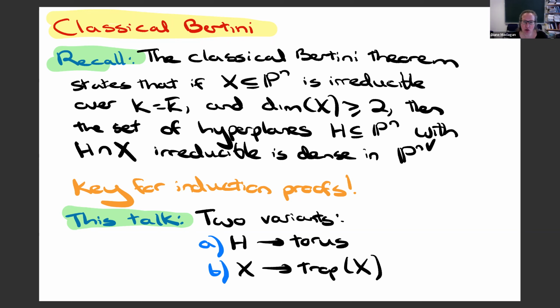But in this talk, I want to talk about two variants. The first is I want to replace my subvariety of projective space by a subvariety of a torus, and replace H by a subtorus. Okay, that was the middle column of the cartoon. And the second is I want to replace X by a tropical variety. So I want to replace X by its tropicalization. In that case, we'll still keep the same hyperplanes. And we'll see that there are issues with both of these, but we do have.